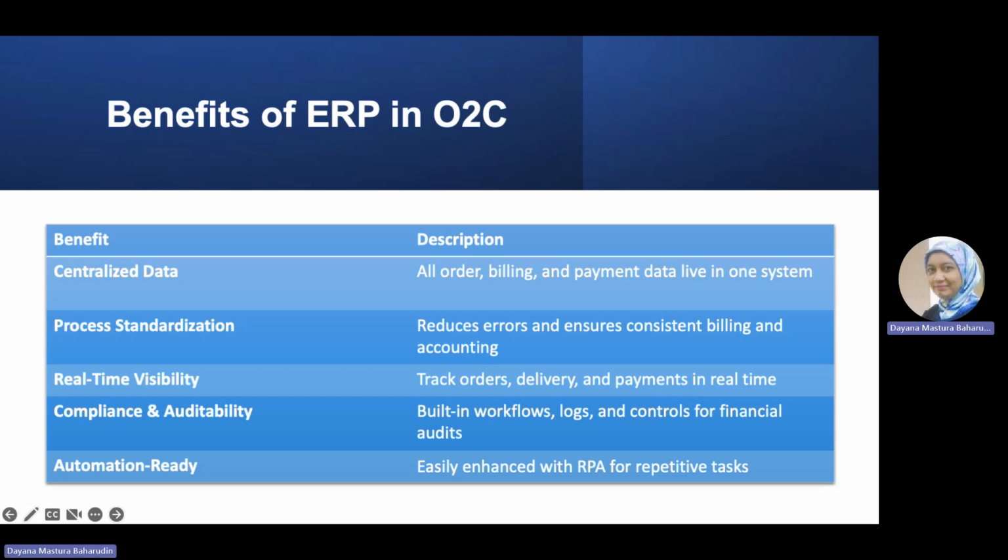Okay. What's so good about the ERP? Benefits of ERP in O2C. We have here the centralized data, number one, in which all order, billing, and payment data will be live in one system. Process standardization reduces errors and ensures consistent billing and accounting. Real-time visibility: track orders, delivery, and payments in real time. Compliance and auditability: built-in workflows, logs, and controls for financial audits. And finally, automation ready, easily enhanced with RPA for repetitive tasks.